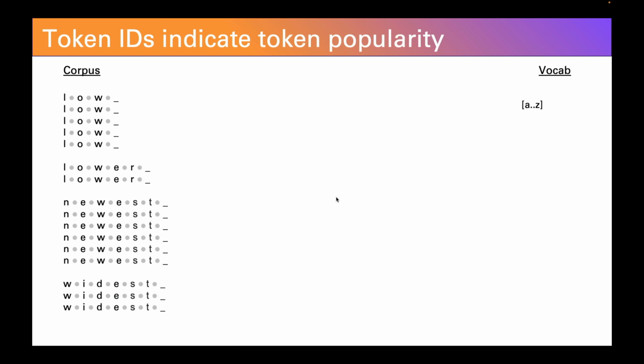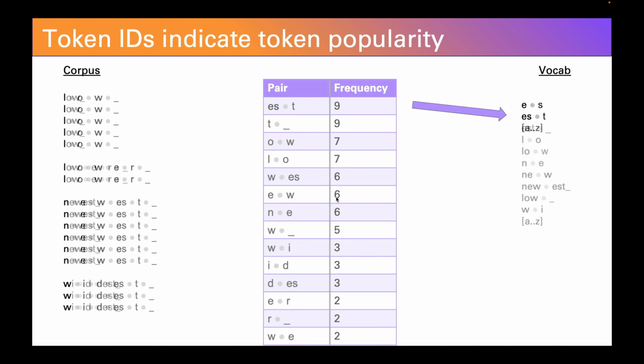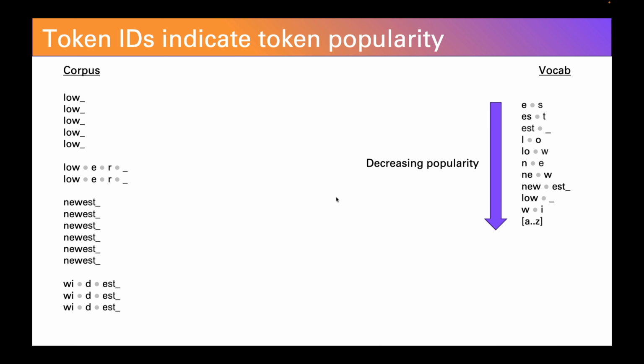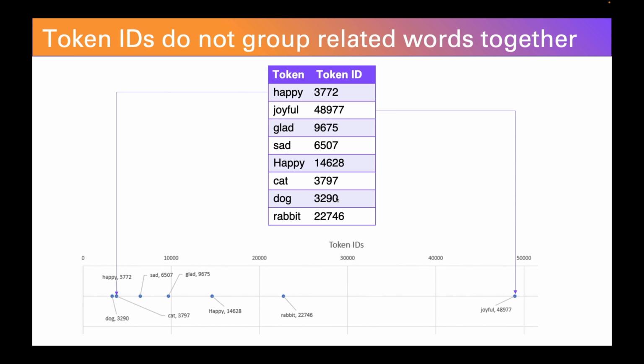Now, the reason this happens has to do with the BPE or tokenization algorithm. If you recall from the earlier video, the way the process works is by identifying merges with the most frequency and gradually building up a vocabulary. So in essence, the vocabulary lists the words in decreasing popularity. So the reason, for example, that happy has such a small token ID, 3772, and joyful has such a larger token ID, 48977, is because happy is a much more common word than joyful. That's why dog and cat and sad are so close together, but glad and happy with a capital are further away from it.